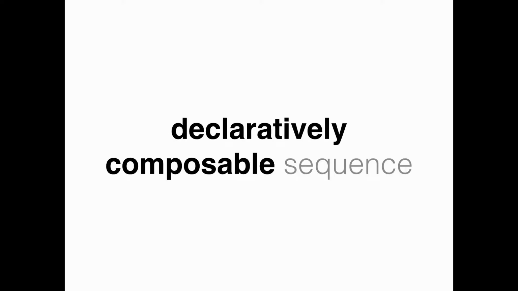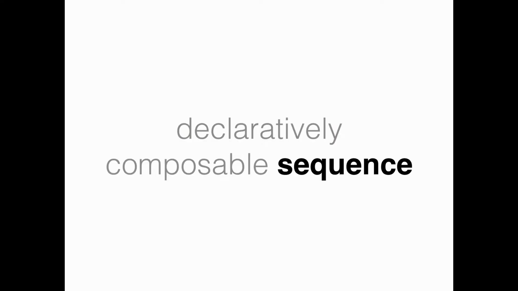So what we're going to do is break this down. We're going to look at what it means to say that something's declaratively composable. We're going to look at what I'm talking about when I talk about a sequence, and we're going to look at observables in action. Okay?